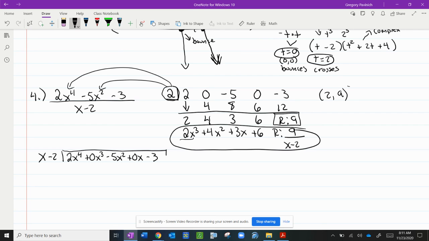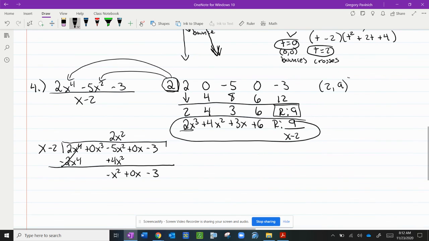So I know the first term I'm going to use is 2x squared. Now I'm going to distribute in, and that gets me 2x to the 4th, and then minus 4x squared. Now remember, I'm subtracting. So when you subtract, you have to distribute the negative into both terms. That's going to cancel off my leading term. And then I'm left with negative x squared plus 0x minus 3. A lot of times when you add these zeros in, you do skip solutions.